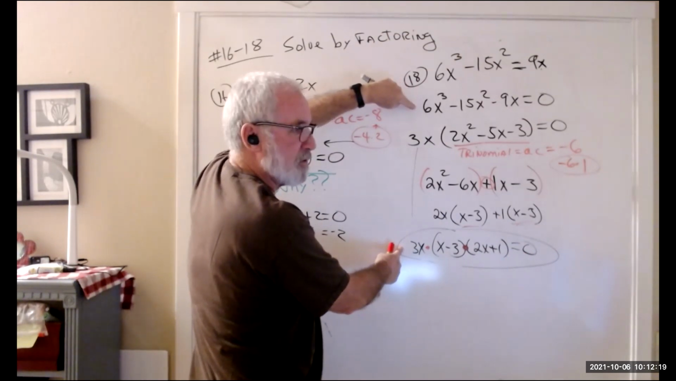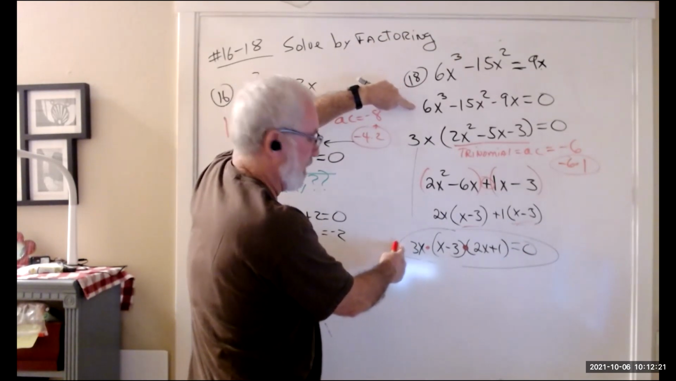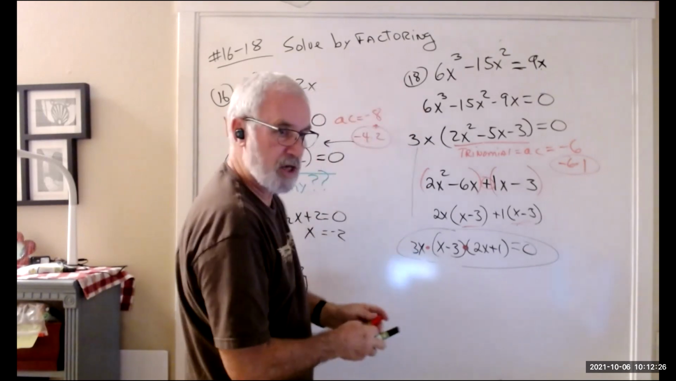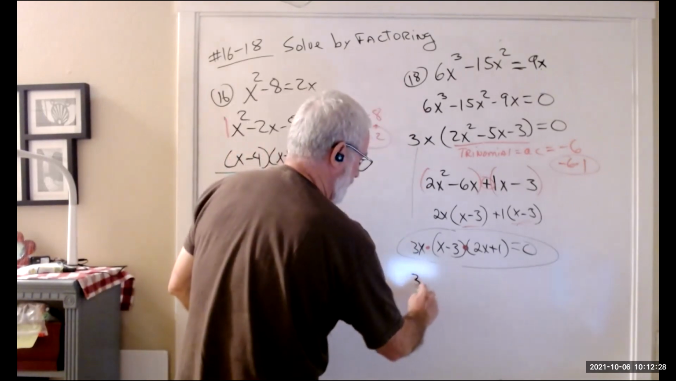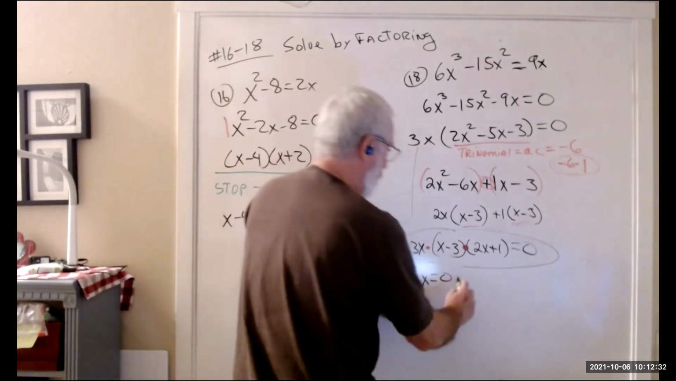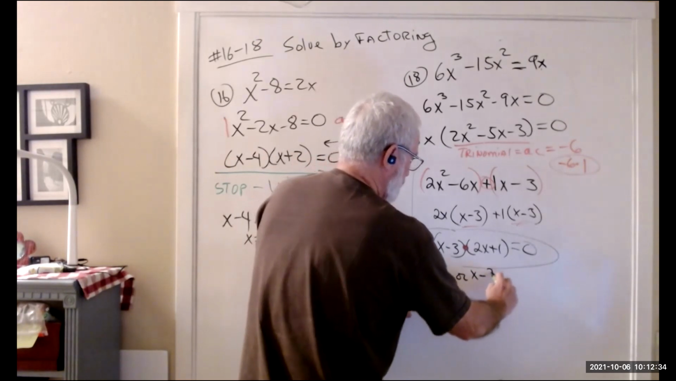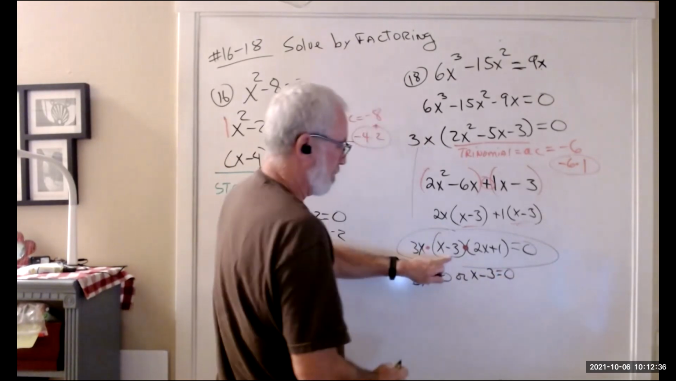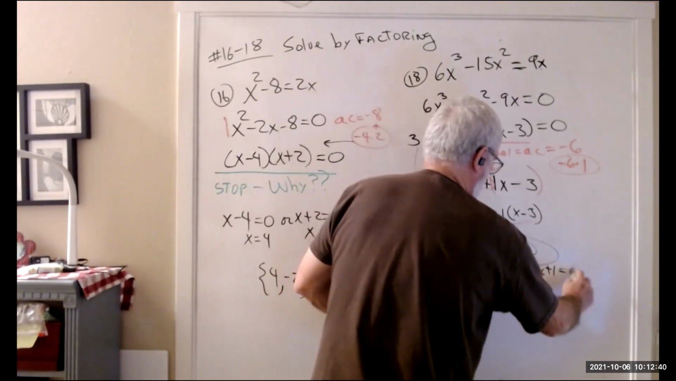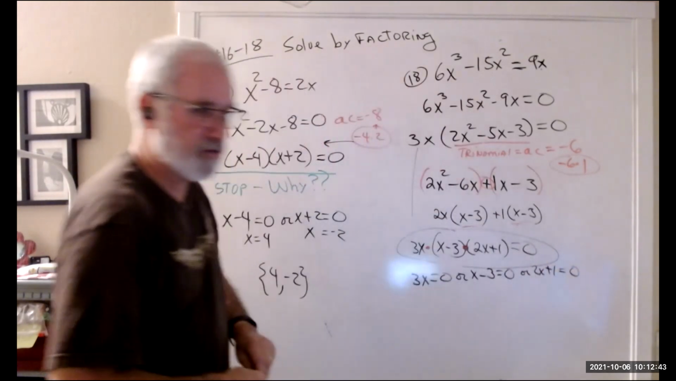But we can't solve this one unless we have a computer or a calculator. We can solve this one. And so our steps were, we split it up. We say either 3x equals 0, or x minus 3 equals 0, or 2x plus 1 equals 0. Those were the babies.